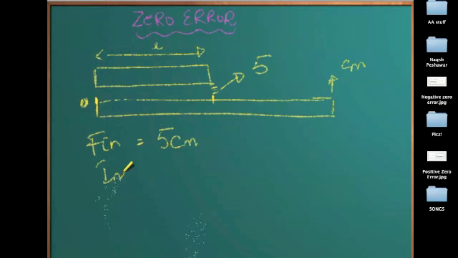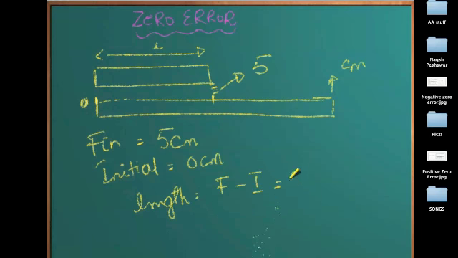The initial reading is 0 centimeters. So the length would be just the difference of the final reading and the initial reading, which would be, in this case, 5 centimeters. However, this is because I have kept the edge of this object in line with the zero mark here.